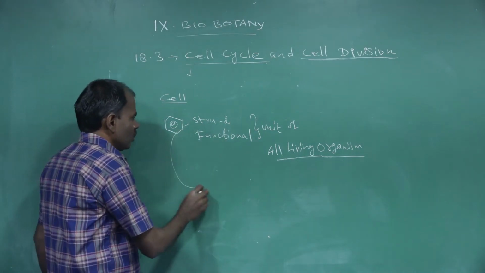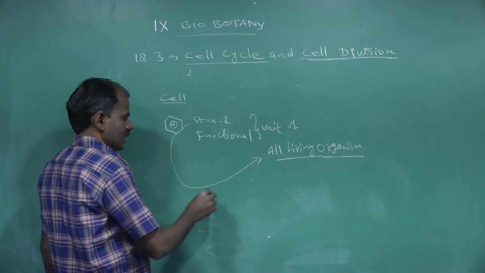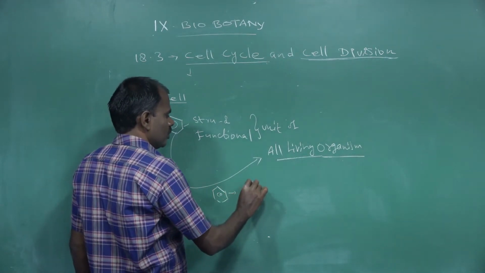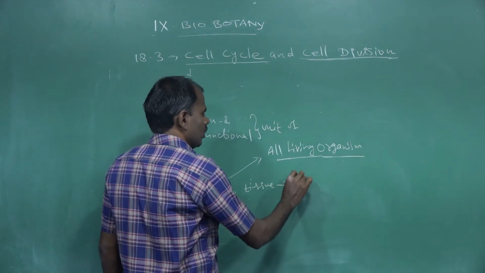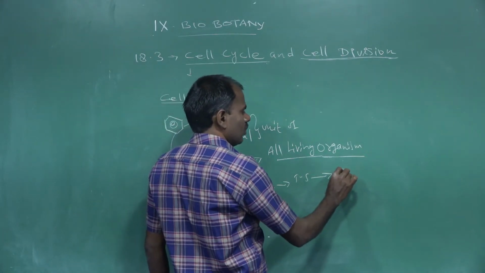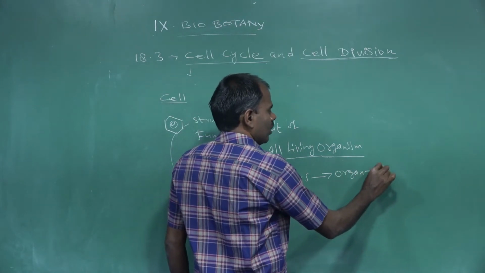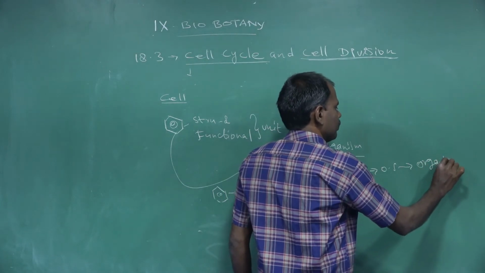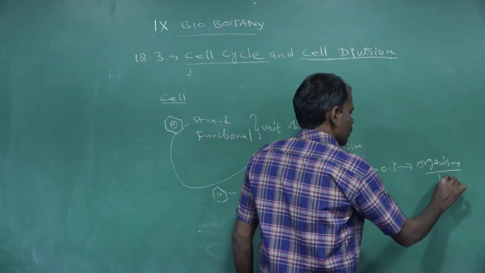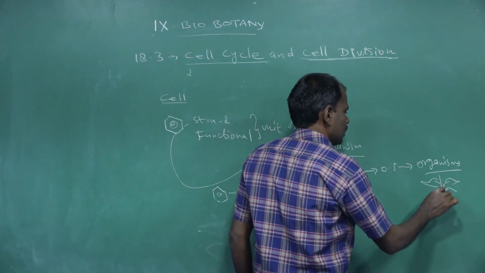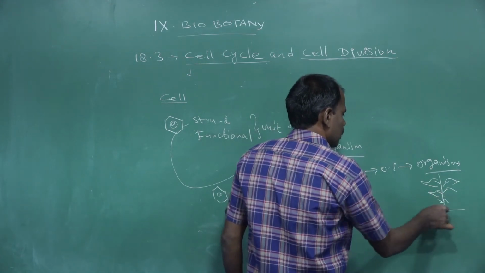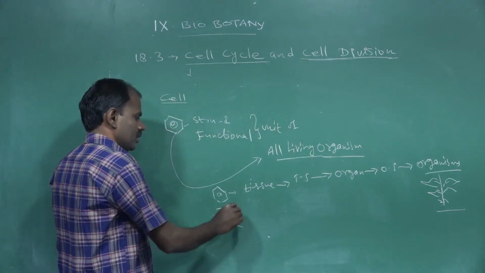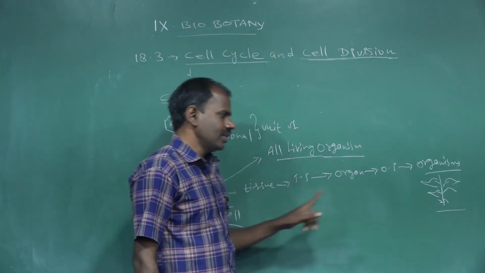These cells form all living things. A cell becomes developed into tissue, tissue system, organ, organ system, and then into an organism. For example, plants and animals. The organism develops from a cell. All these living organisms are made up of cells.